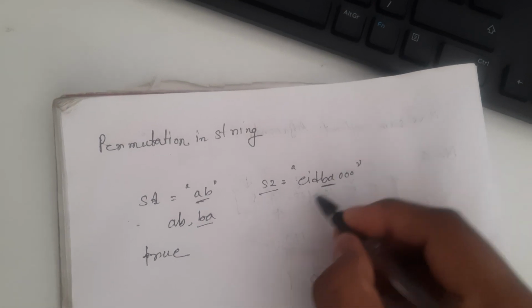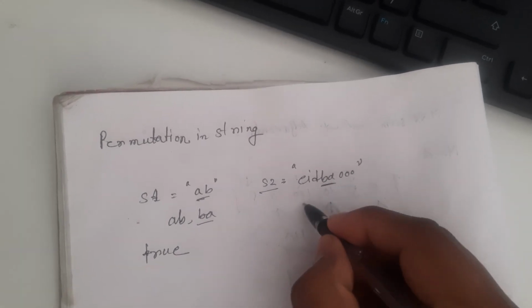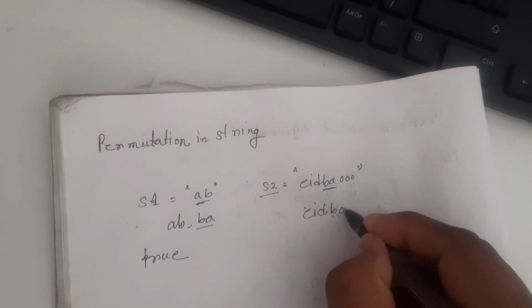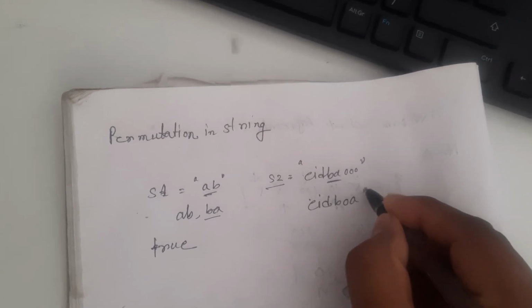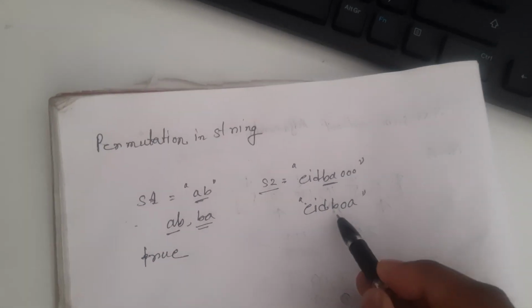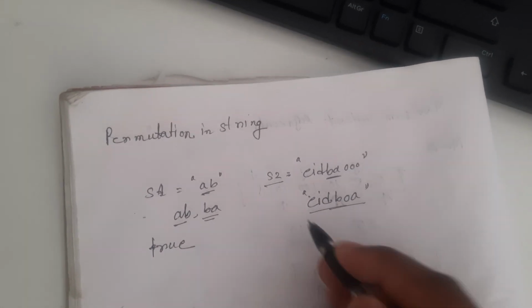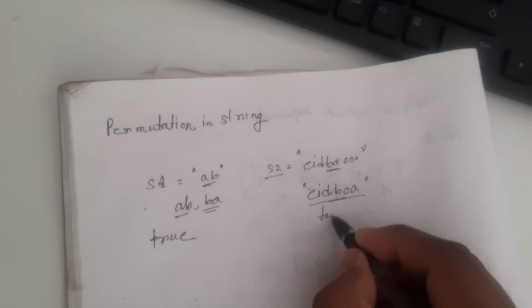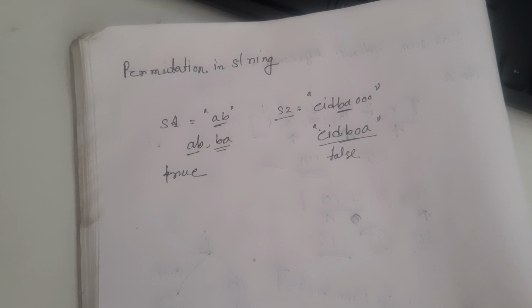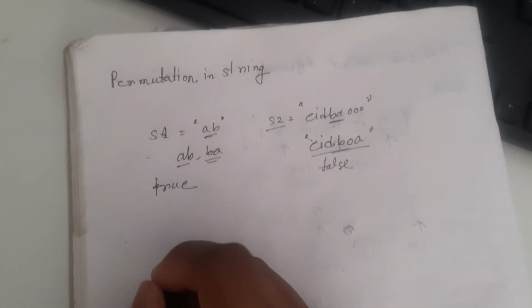Let's suppose s2 is eidboaoo. In that case there is no substring ab or ba in that string, so you need to return false. I hope you are able to understand the problem. Now let's dive into the solution and see how we can solve this problem.